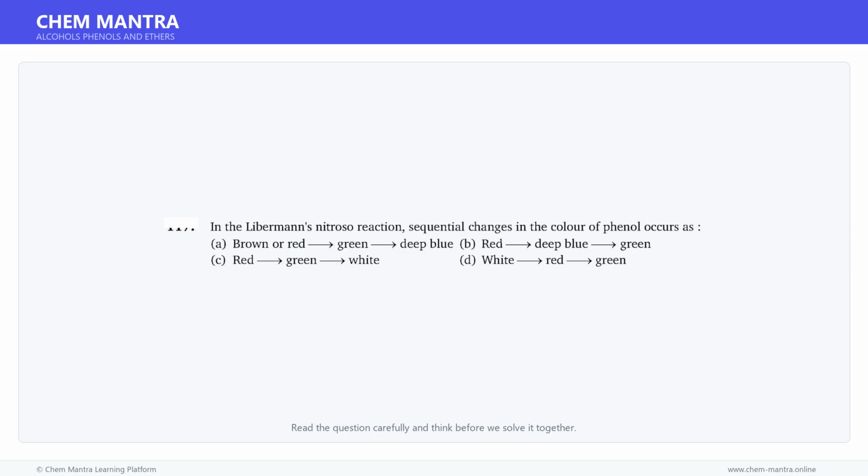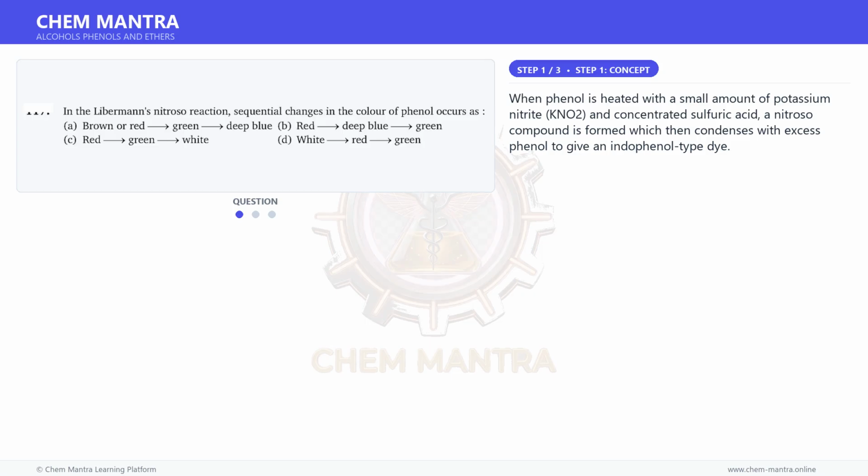Here is a question. Read it carefully and think about the answer. Let us solve it step by step. Let us first understand the key concept here. When phenol is heated with a small amount of potassium nitrite, KNO2, and concentrated sulfuric acid, a nitroso compound is formed which then condenses with excess phenol to give an indophenol type dye.